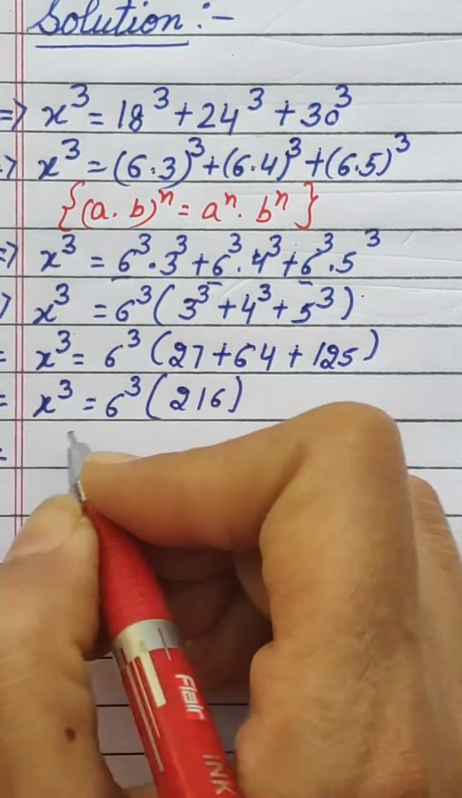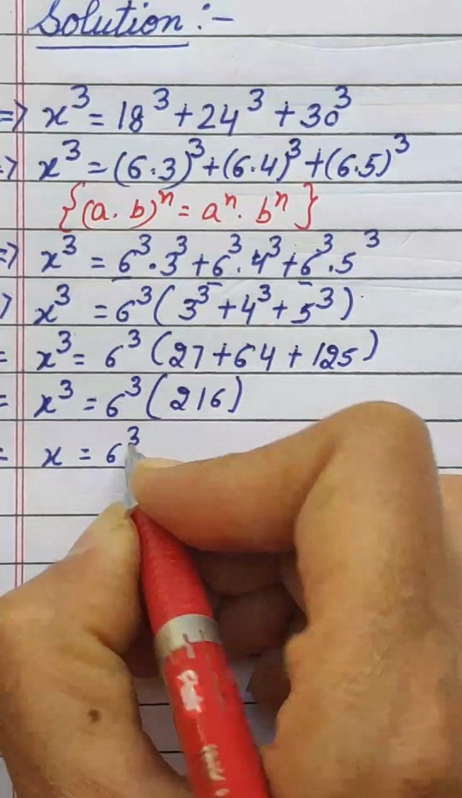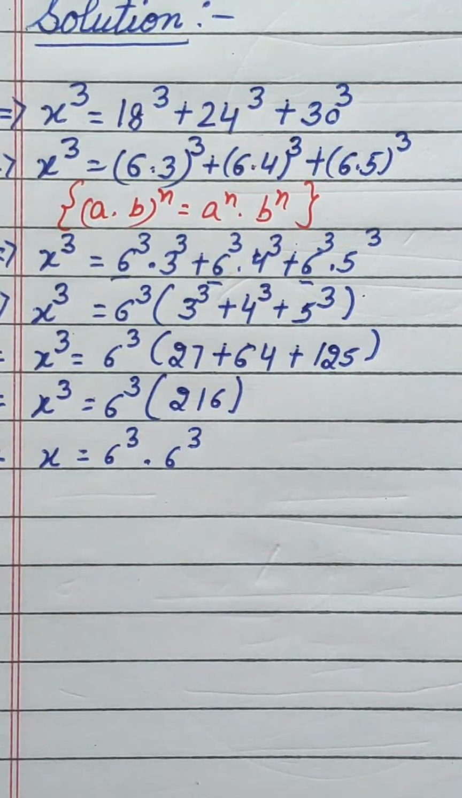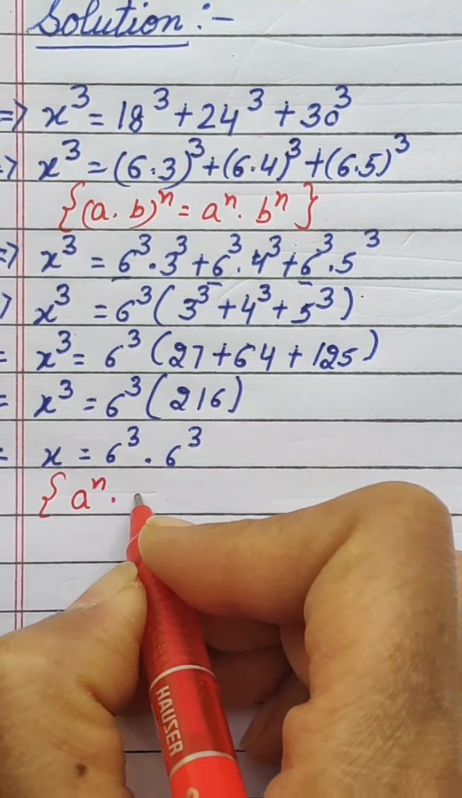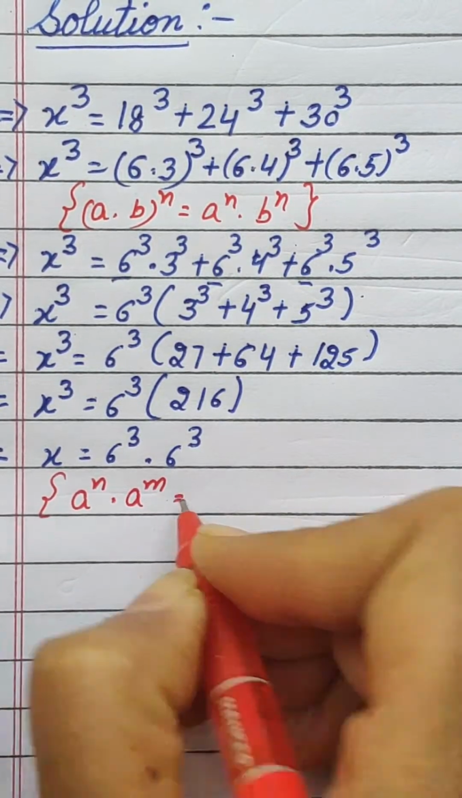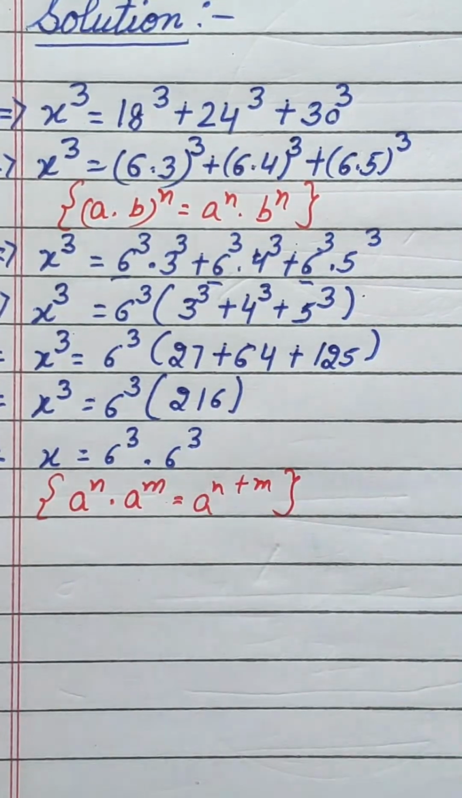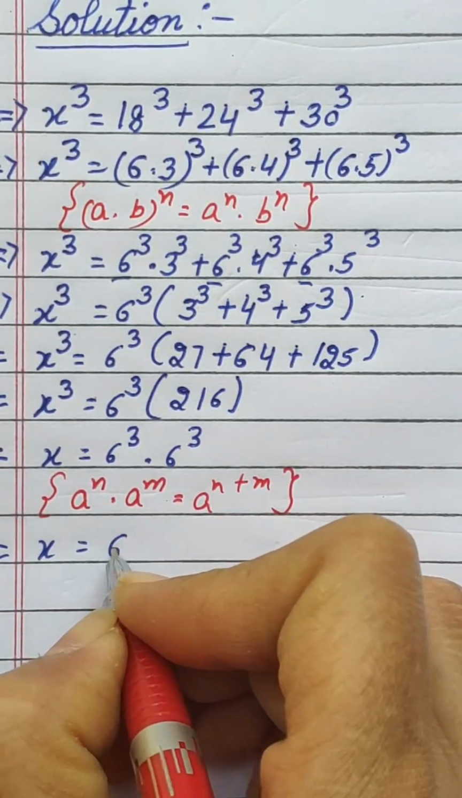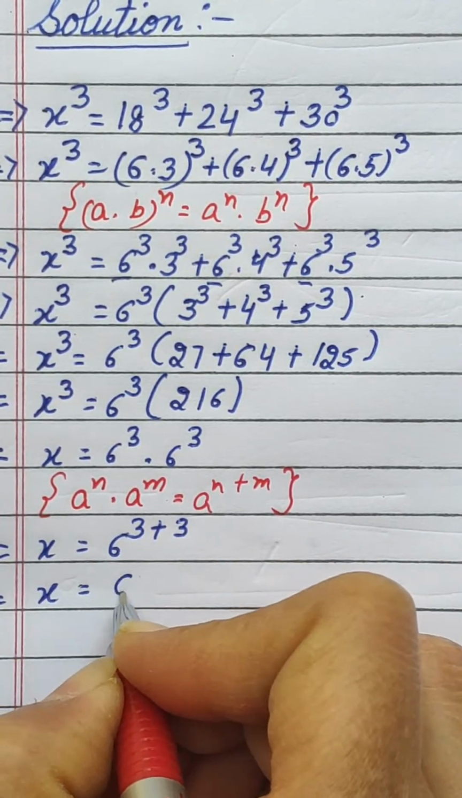So here x is equal to 6 raised to the power 3. 216 is the 6 to the power 3. So here I am using a raised to the power n into a raised to the power m is equal to a raised to the power n plus m. So we apply this on the 6 raised to the power 3 two times here. x is equal to 6 raised to the power 3 plus 3, so x is equal to 6 raised to the power 6.